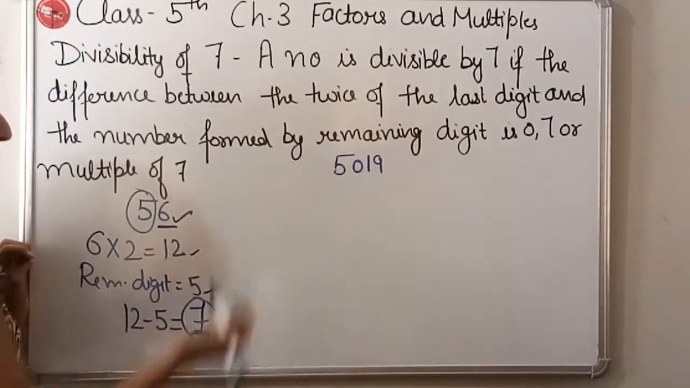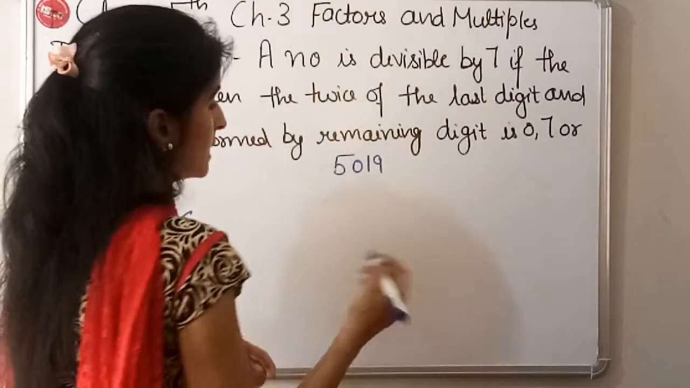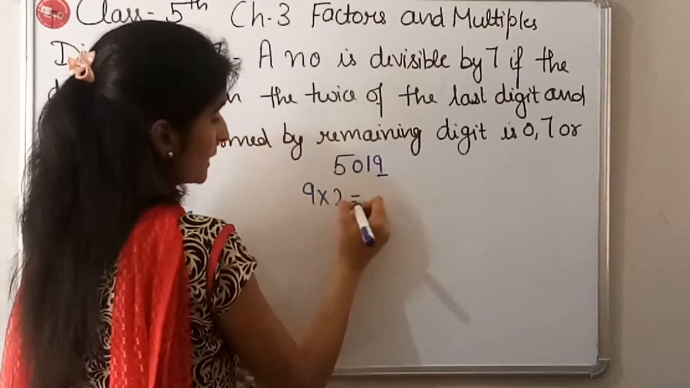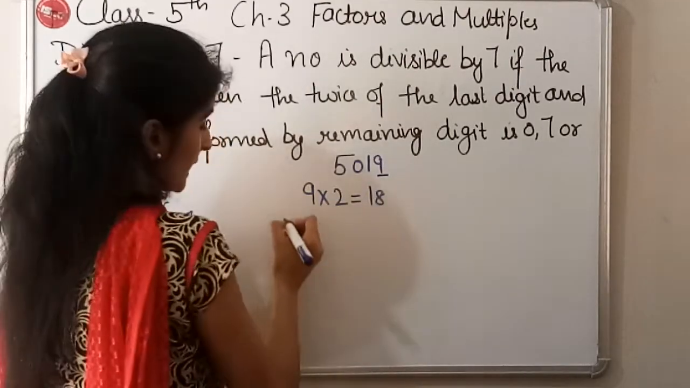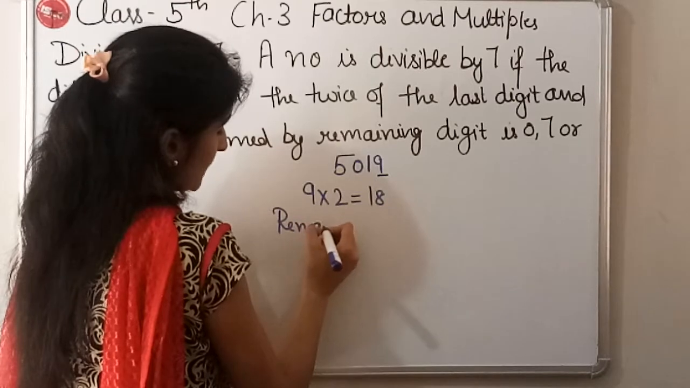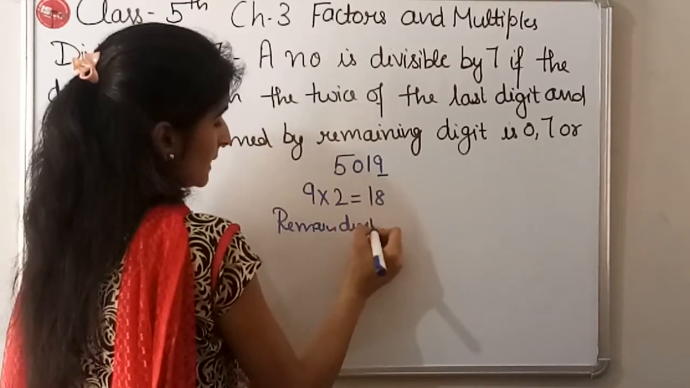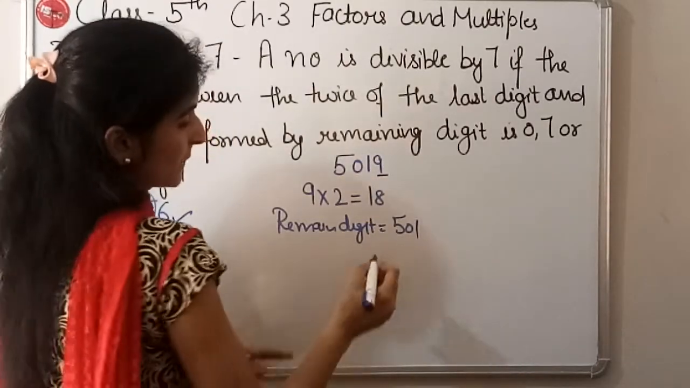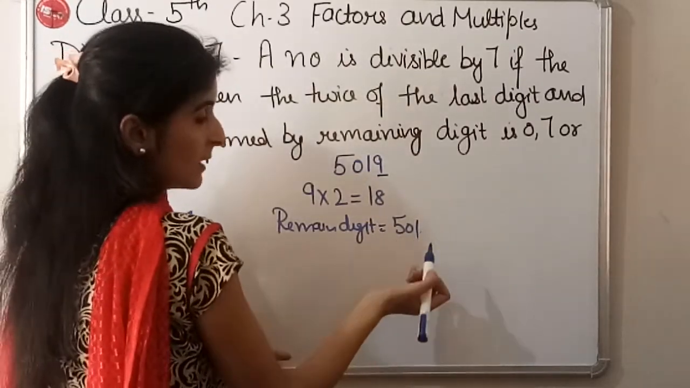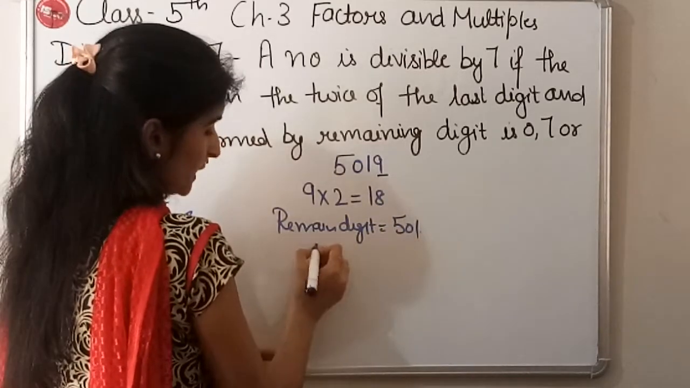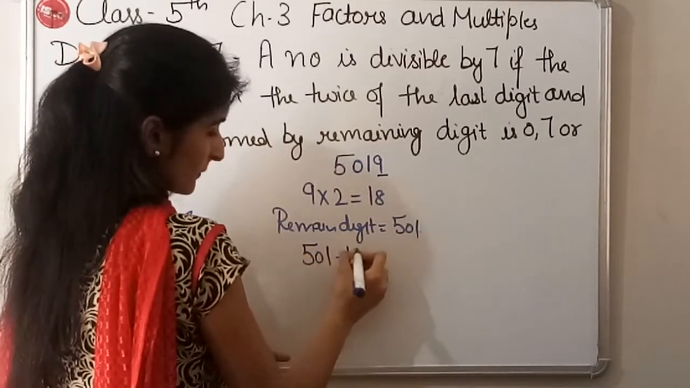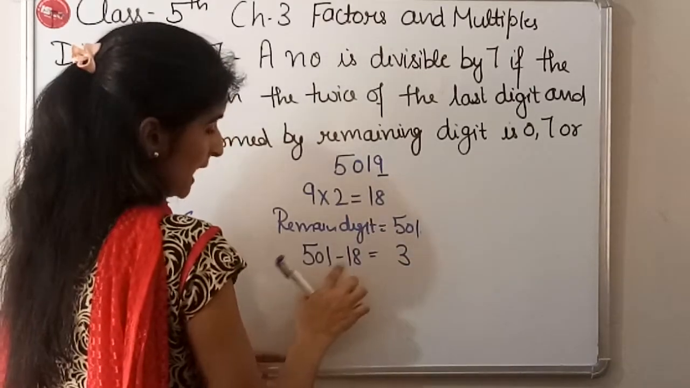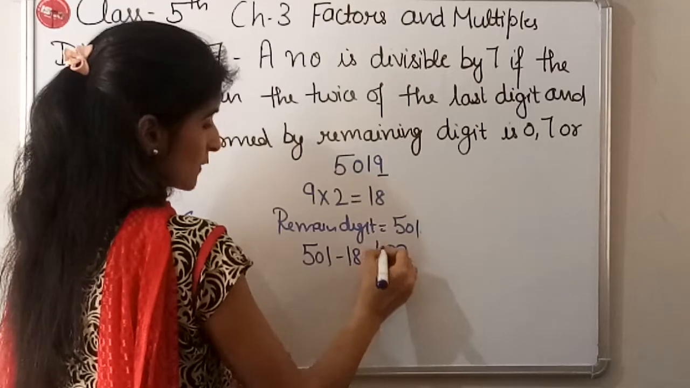Clear? Now if I talk about this example, let us take this 9. So first of all we will multiply this 9 by 2. 9 2s are 18. Then the remaining digits are 501. Now the next step is we have to subtract the smaller number from the greater number. So 11 minus 8 is 3. 9 minus 1 is 8 and this will become 4.